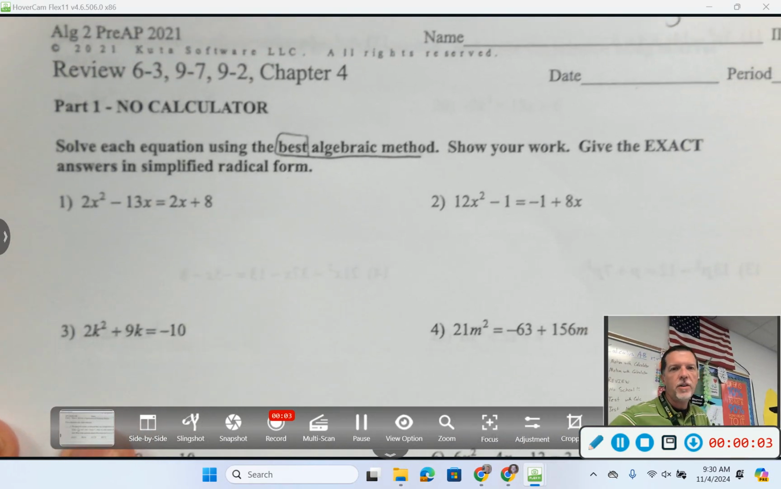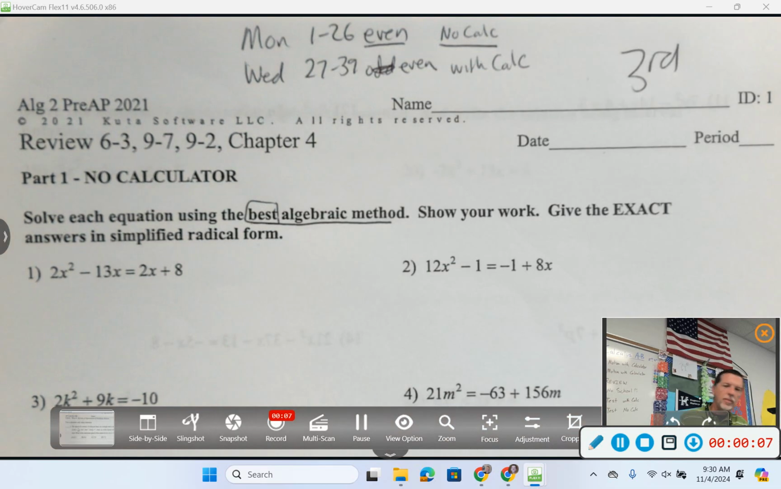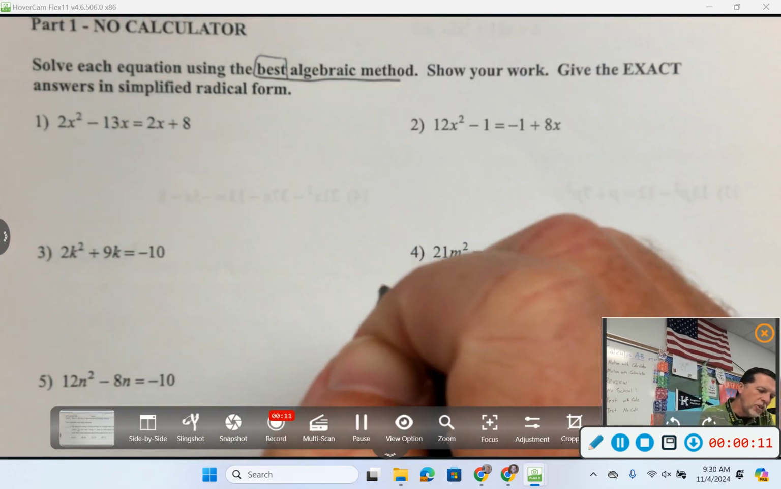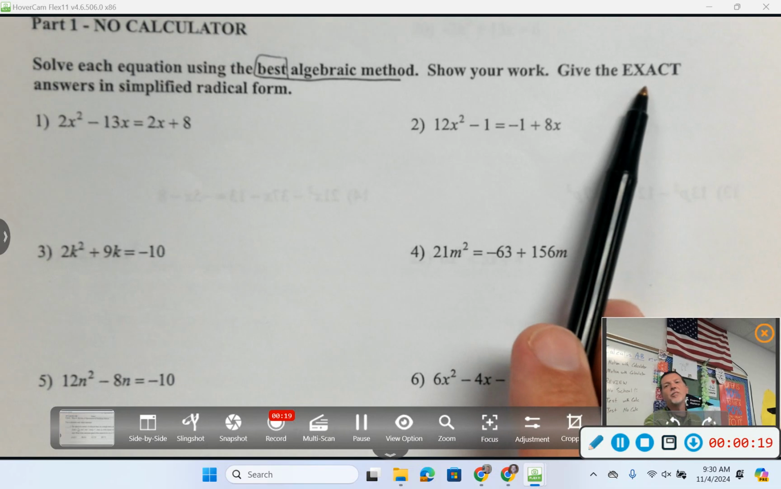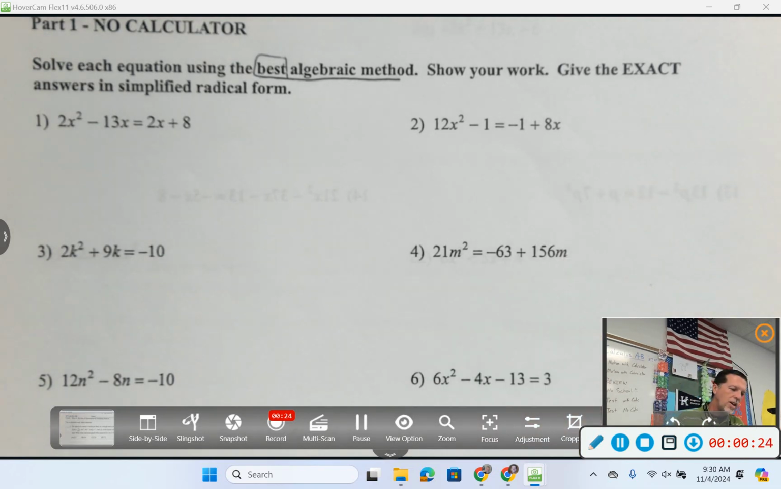Alright, so this is the video of the evens, no calculator. Solve each equation using the best algebraic method. Show your work, give exact answers in simplified form. Okay, exact answers means no decimals, but you don't have a calculator, so it's unlikely that you would give anything other than exact answers. Like you're going to default into exact answers on this page.